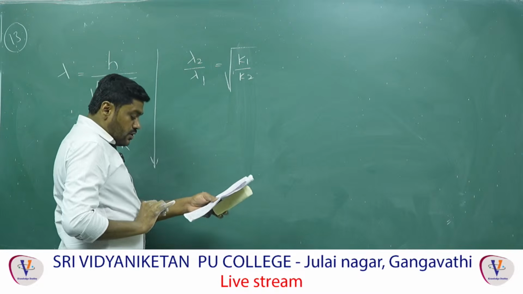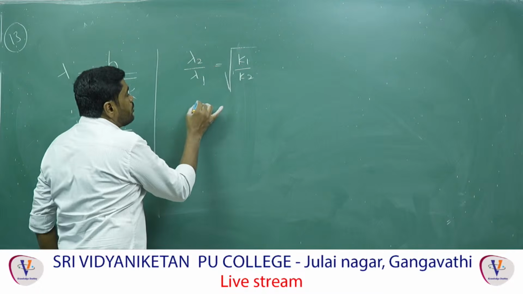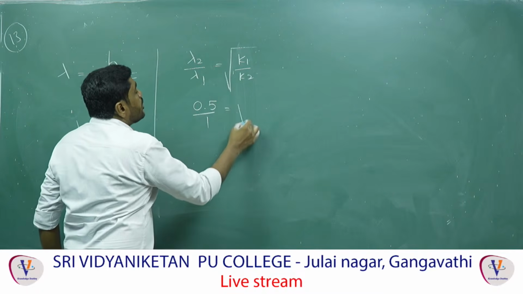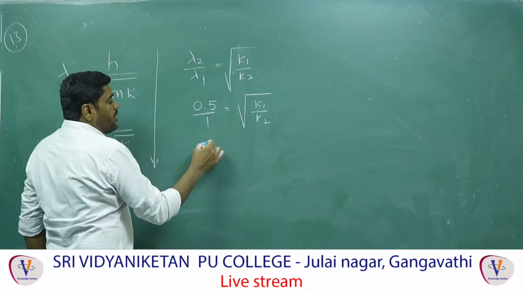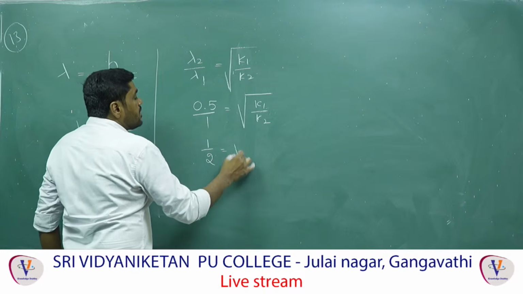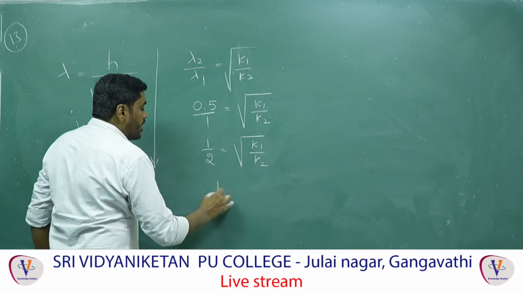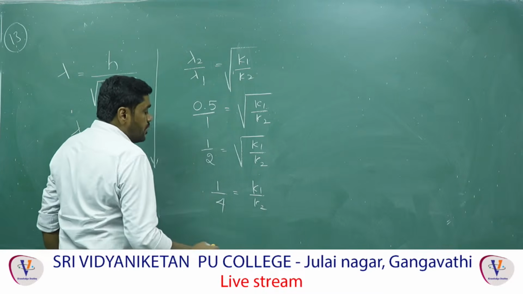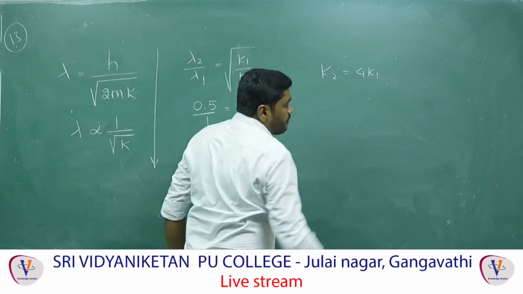They said the wavelength becomes half. So lambda 2 by lambda 1, that is 0.5 by 1, is equal to root over K1 by K2. Now 0.5 you can write as 1 by 2, equal to root K1 by K2. If you take the square on both sides, 1 by 4 is equal to K1 by K2, and the final kinetic energy K2 is equal to 4K1.